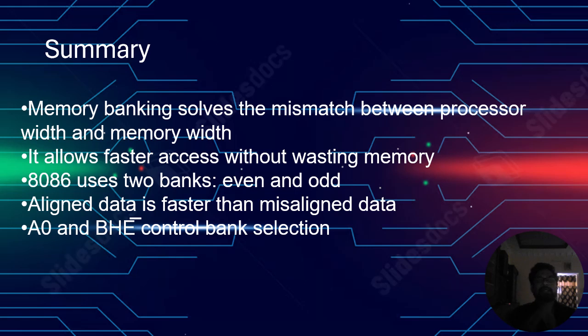Let us summarize what we have discussed in this video. Memory banking solves the mismatch between processor width and memory width. It allows faster access without wasting memory. The 8086 uses two banks, even and odd. Aligned data is faster and misaligned data is slower compared to aligned data. A0 and BHE control bank selection.